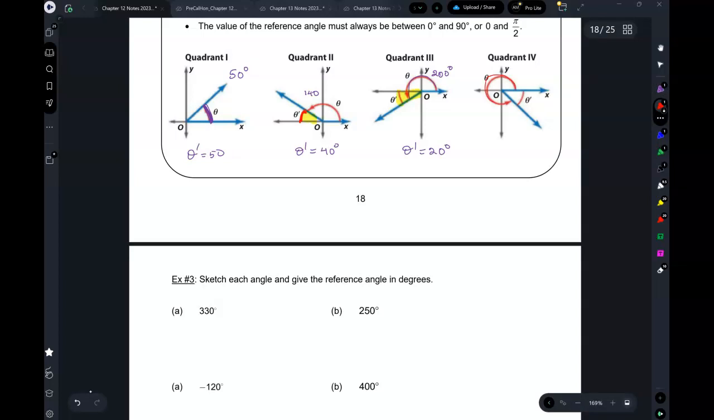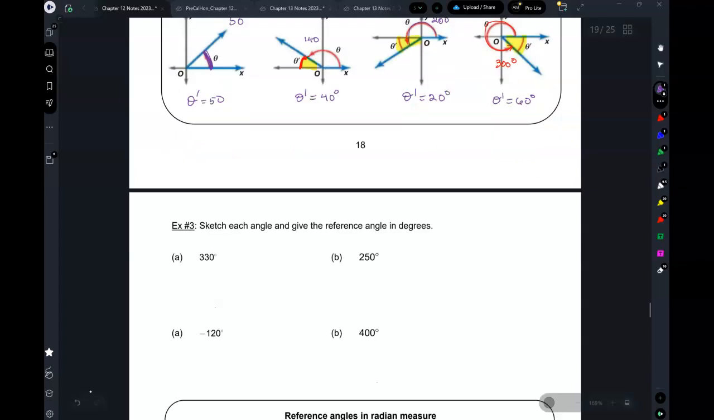Okay, so this is, let's say, 300 degrees. That's the angle. Theta prime is this. So now, if the full circle is 360, how much is that balance? 60 degrees. So theta prime is 60 degrees.